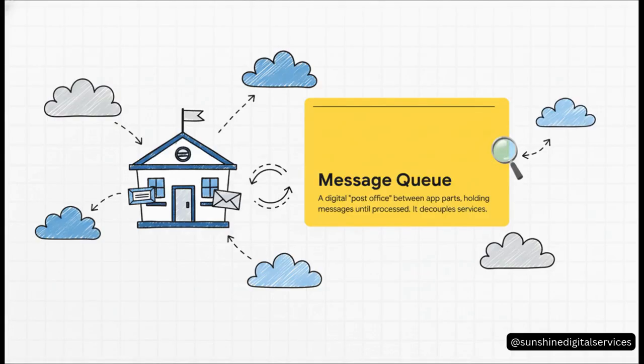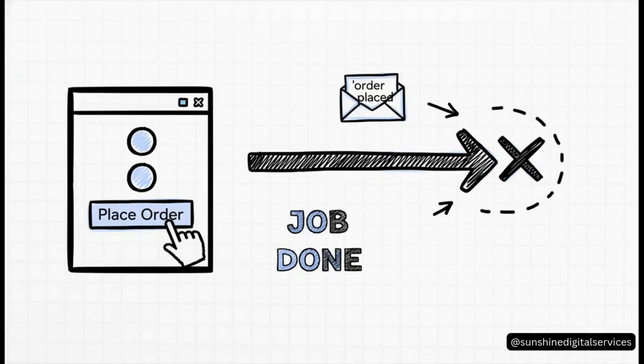It's brilliant. So in our little post office world, the first character is the producer. When you click place order, your checkout service acts as the producer. It quickly writes up a message, something like, hey, order 123 was just placed, and just drops it in the system's mailbox. And that's it. Its job is done. It doesn't hang around waiting for a reply.